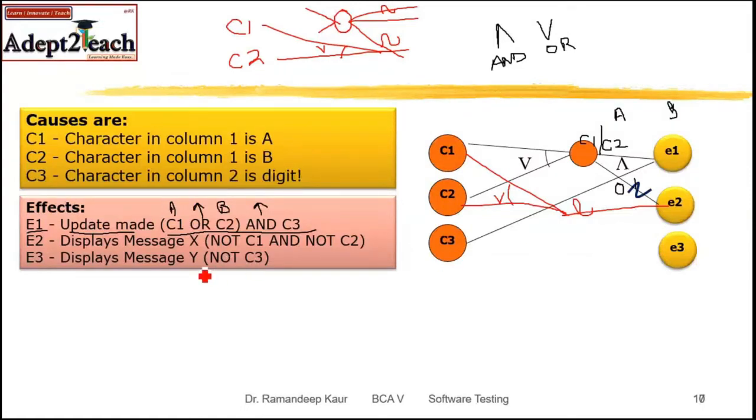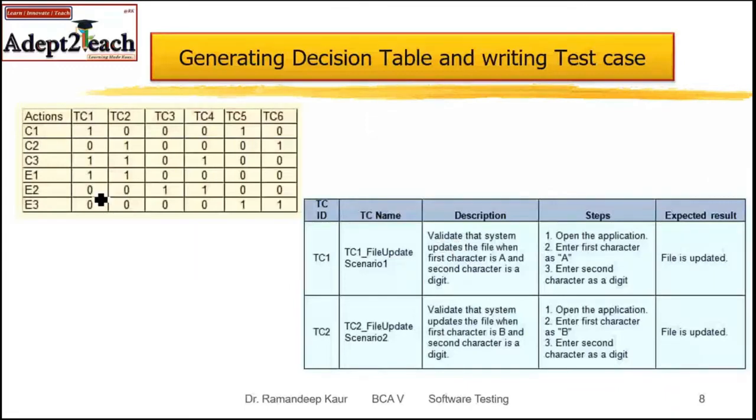Third case, display message Y. When should the message Y be displayed? When in the second column we do not have a digit. That means negation of C3. So simply negation of C3. Now this diagram can be converted into a decision table like this.